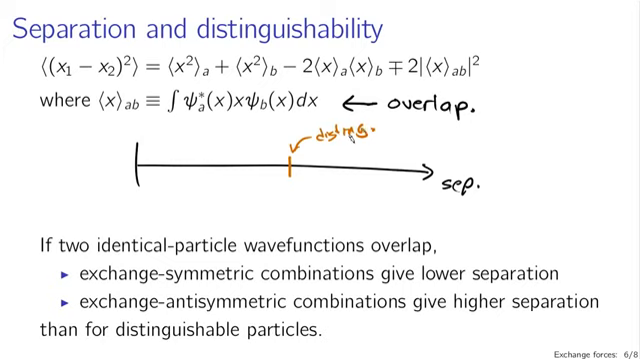Distinguishable particles. If I have indistinguishable particles that I've combined with the plus sign, the plus sign was the top sign in my original combination, which means I'm going to be using the minus sign in my expected value of the separation. So if I have indistinguishable particles with the plus sign, the boson case, the separation I get is actually slightly less than I got for distinguishable particles.